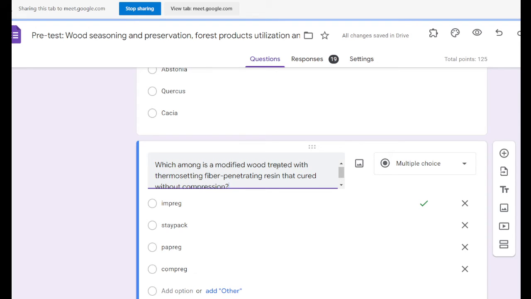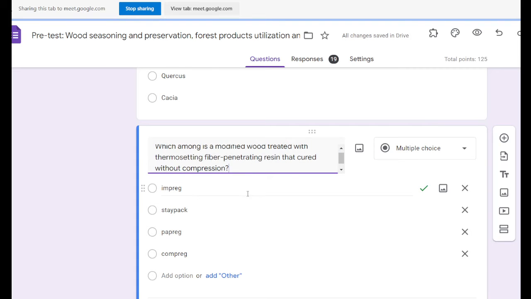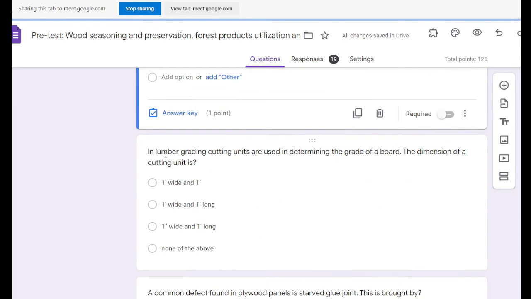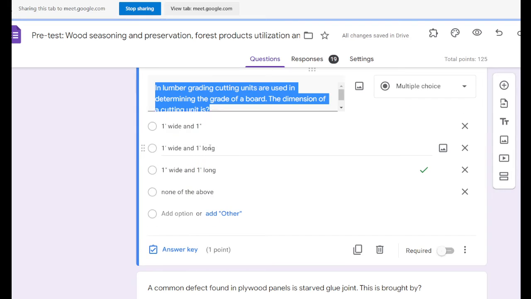It's a modified wood treated with thermosetting fiber penetrating resin. That is an impreg, without compression. Impreg.